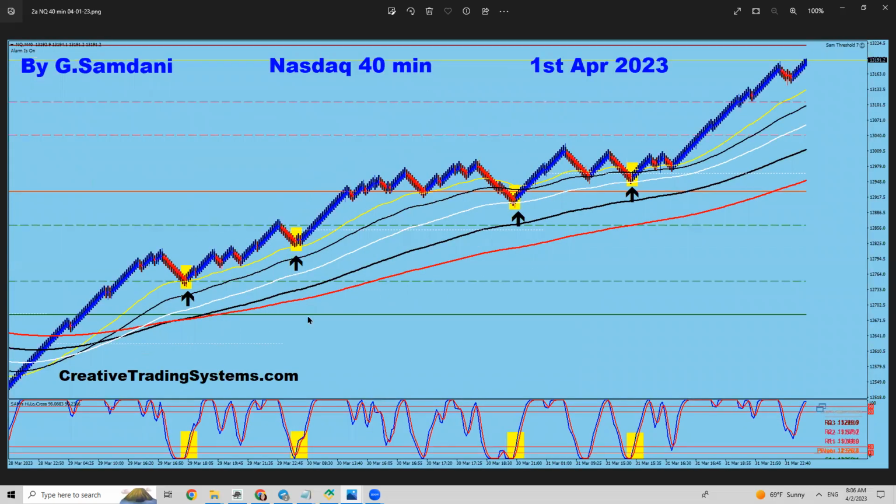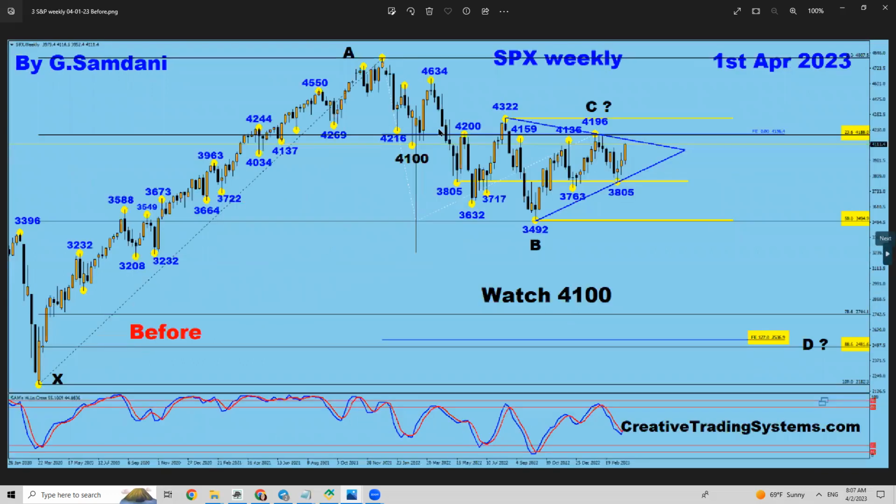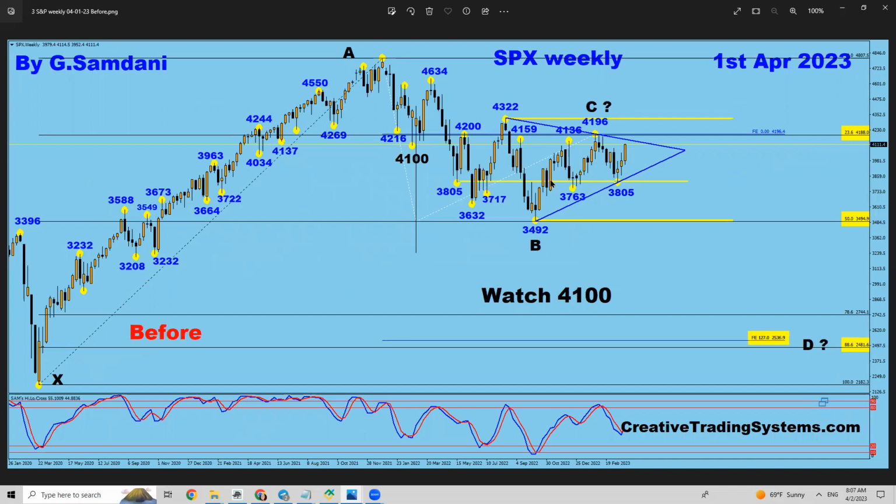Look at that. Beautiful. The entry is on March 29. This is March 29. This is 30. This is the 31st. This is how it went up all the way. Nasdaq. S&P 500, you can see that this is the chart. Well, this is the current chart.